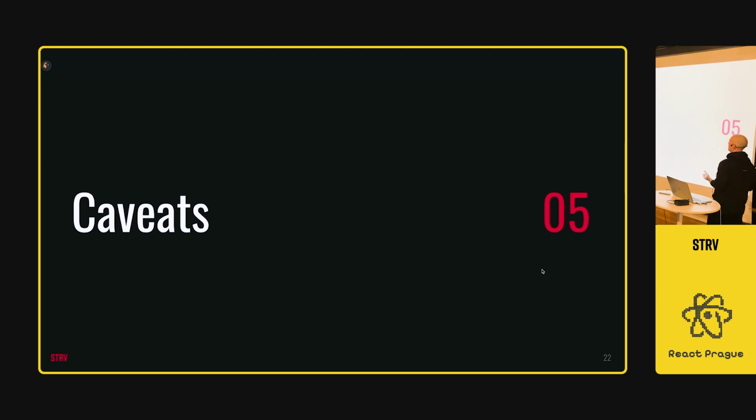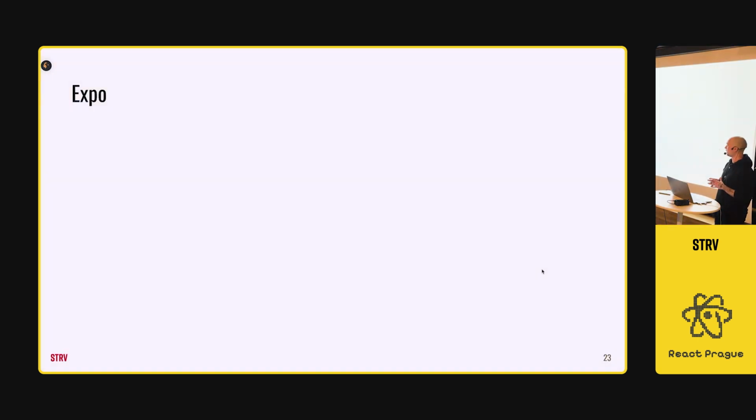The last slide is caveats. Although there are not many, I would want to still point them out. The first of them, and the biggest one, is related to React Native developers like myself who use Expo. Rive assets can be loaded in two ways.